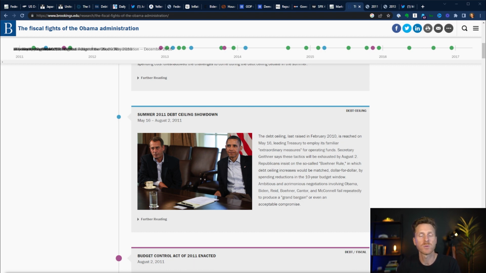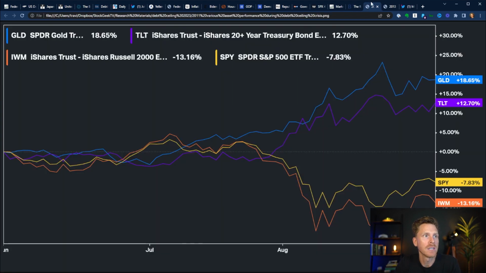The Budget Control Act was a compromise bill that raised the debt ceiling $900 billion in exchange for some spending cuts that would be enacted over the next decade. Now, interestingly enough, the performance of the assets was very different than what we saw in 1995. Gold did rally. Gold was up almost 20%.